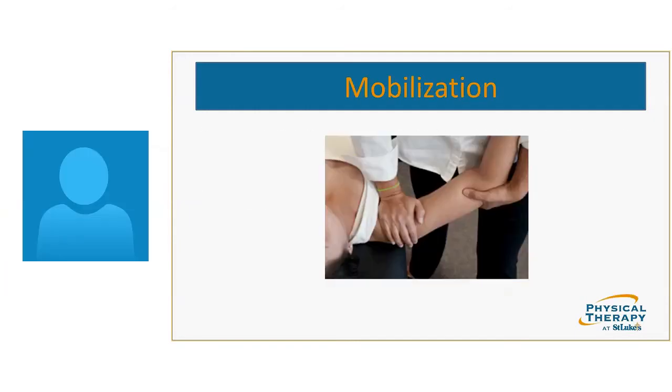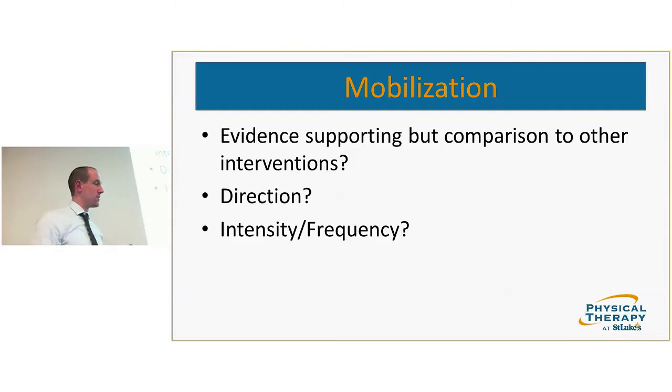All right. So for mobilization, that's the basis of a lot of what we do on the shoulder, to try to get some more motion through mobilizations. There are studies supporting it, but really there's no talk on the direction or the intensity, to see if a certain direction is better or a certain intensity or frequency is better than others.